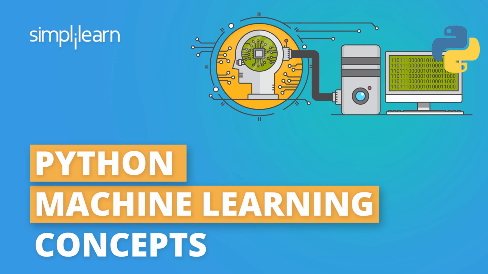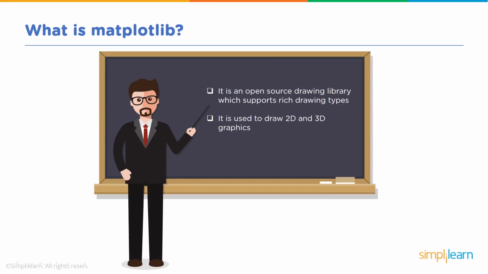Today we're going to study Matplotlib and the Python code. So let's start with what is Matplotlib. Matplotlib is an open source drawing library which supports rich drawing types. It is used to draw 2D and 3D graphics. There are so many packages that sit on top of Matplotlib that we can't even cover them all today, but we'll hit the main ones so that you have a good understanding of what Matplotlib is and what the basics can do.